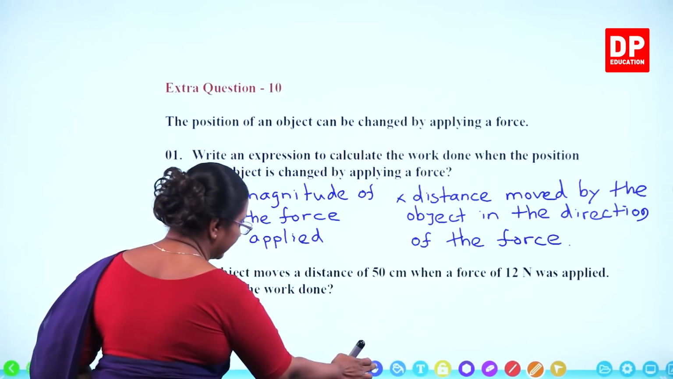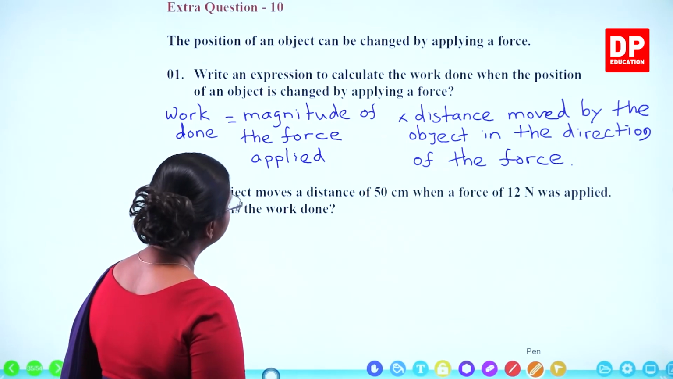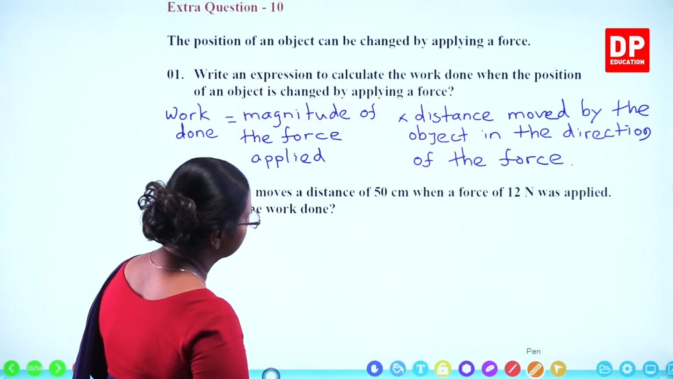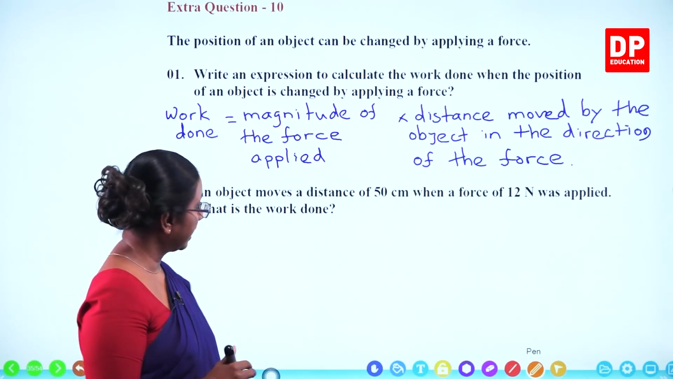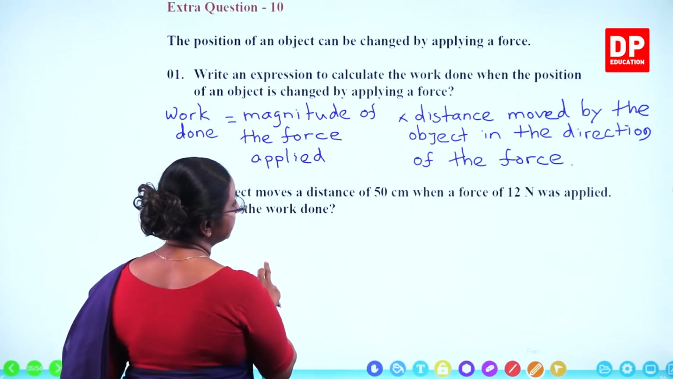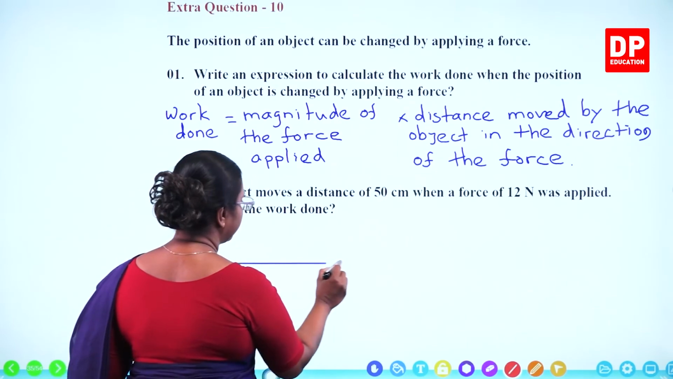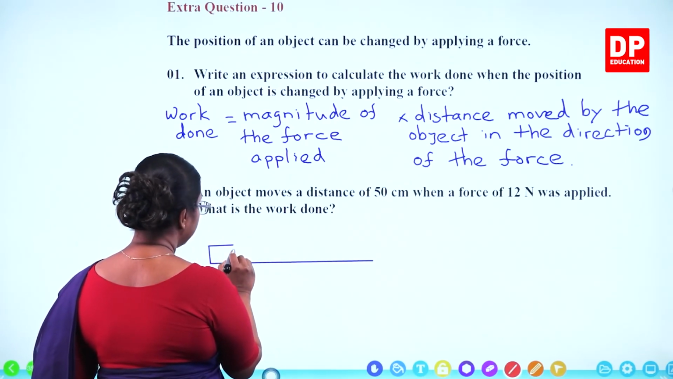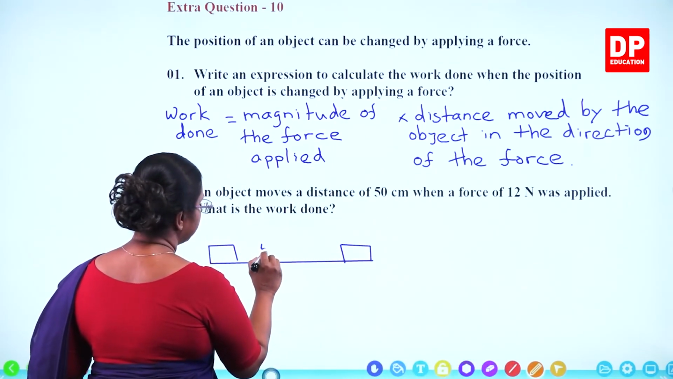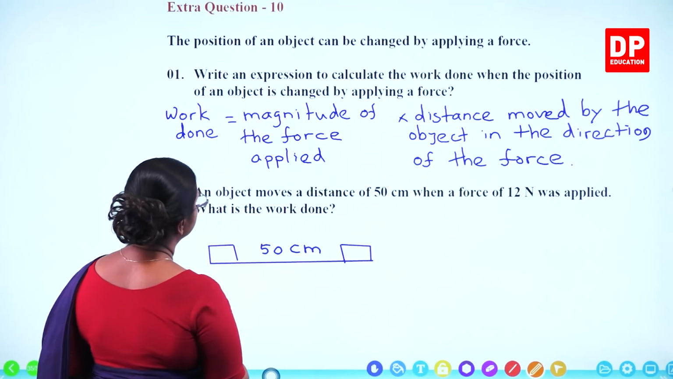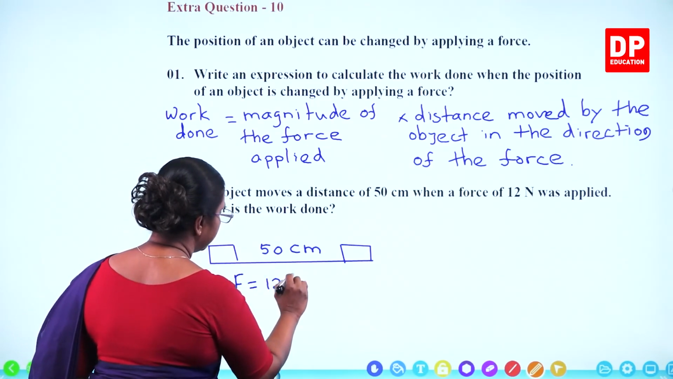So then we'll look at the second part of the question. An object moves a distance of 50 centimeter when a force of 12 Newton was applied. What is the work done? We have done this type of questions. You can remember the object being here. Then the object comes to a different position. This is 50 centimeters. So here the force applied is 12 Newton.